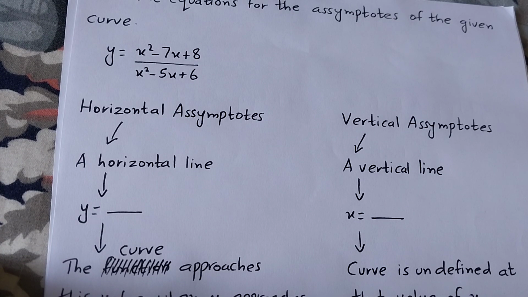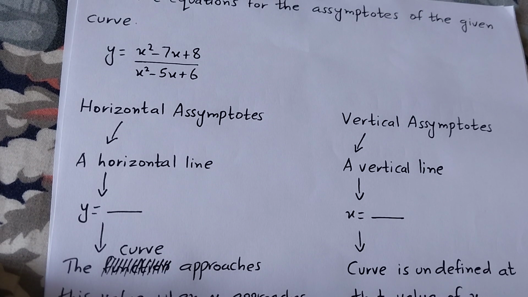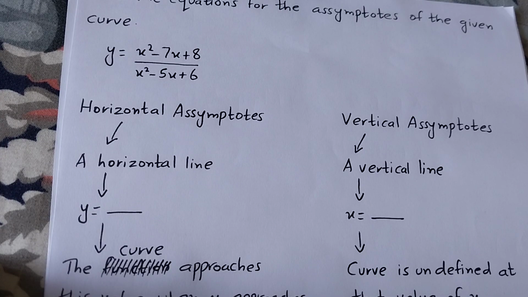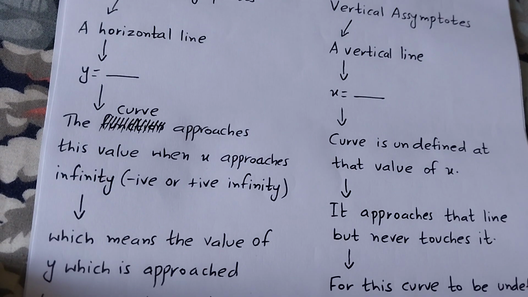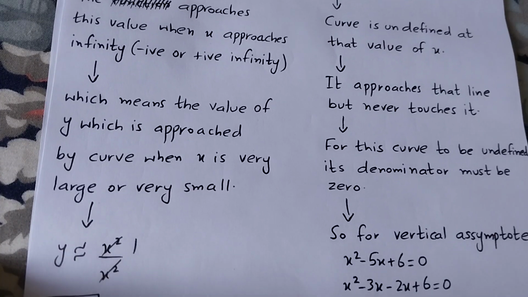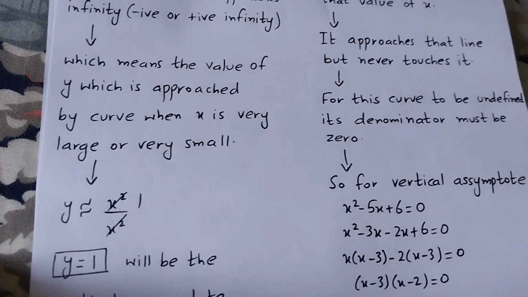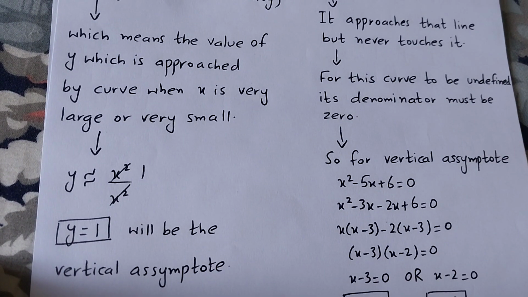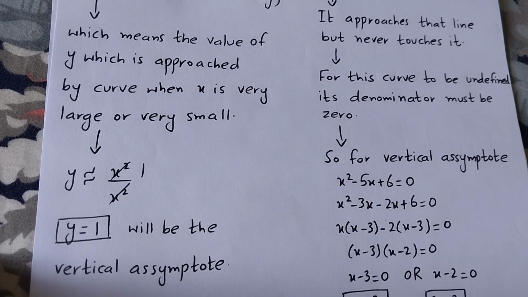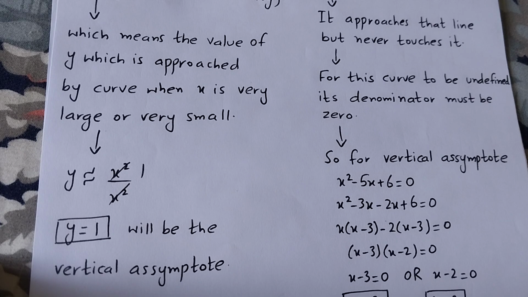And because the values of x are being squared, the answer will be same as in the case of very large positive numbers. So x square and x square will be cancelled, and we will be left with y is equal to 1, and this will be our horizontal asymptote. The value of curve will never be equal to 1. This will be that horizontal line which will be approached by this curve, but that curve will never be able to touch it.